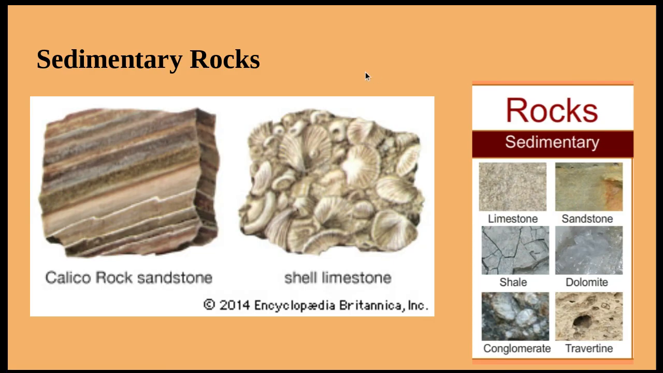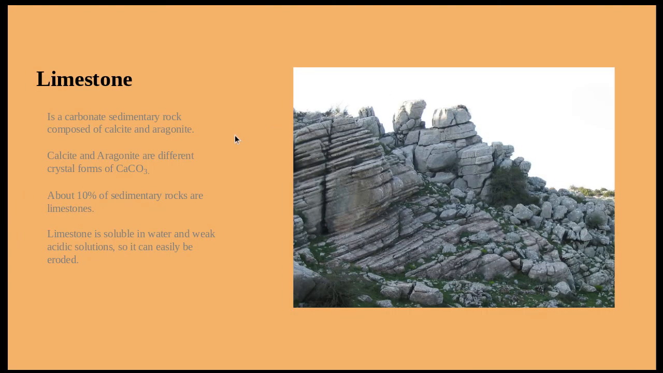Sedimentary rocks, as you can see, we've got lots of different types, right? We've got these nice little layered things, and here's kind of a hodgepodge limestone sort of rock, which is pretty cool. Limestone is a carbonate sedimentary rock, and it's composed of calcite and aragonite. And they're just different forms of calcium carbonate, basically chalk. So about 10% of sedimentary rocks are limestones, and limestone is soluble in water and weak acidic solutions, so it can be eroded super easily.